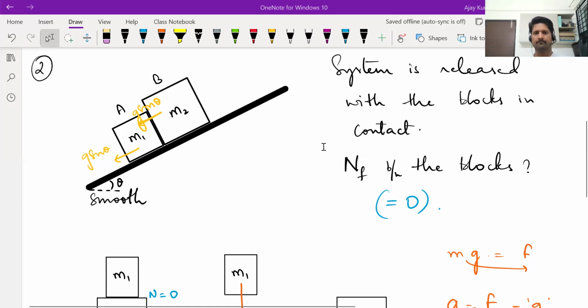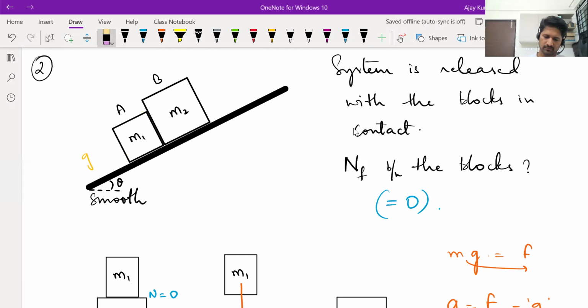Sir, if we take some value for mass... Okay, let's assign some value to mass. M2's magnitude will be greater than M1, right sir? Let it be. Let M1 be 1 kg. Let M2 be 10 kg.